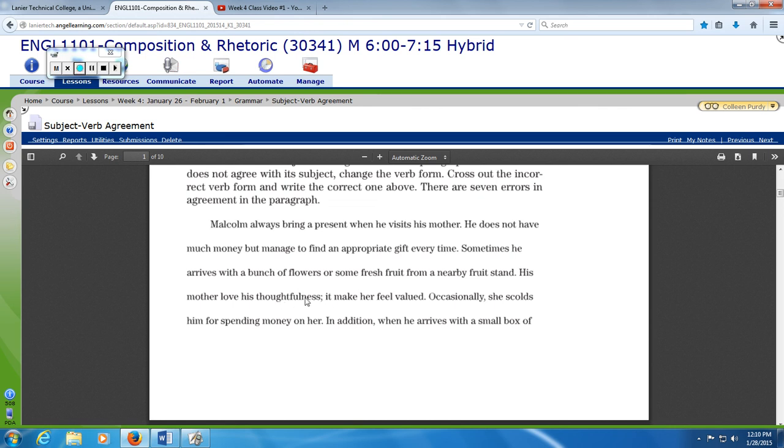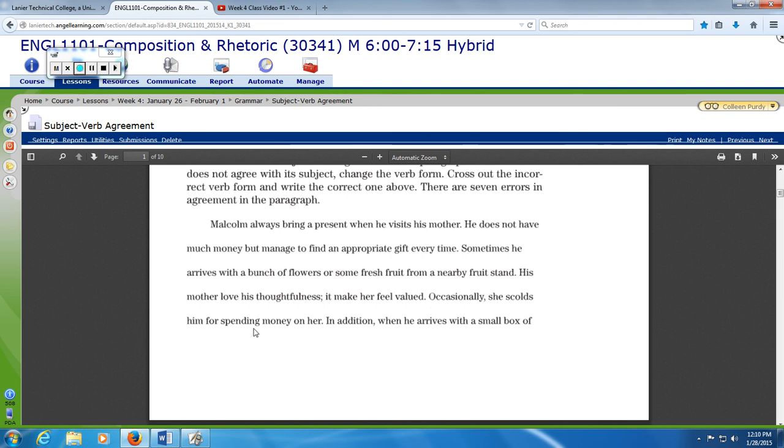So thoughtfulness is its antecedent. Pronouns always substitute for something, okay? In this case, it's thoughtfulness. But it is a singular verb, so it has to have a singular pronoun. It has to have a singular verb with it. It makes. Okay? Occasionally, that's an ly word. It's an adverb. Get rid of it.